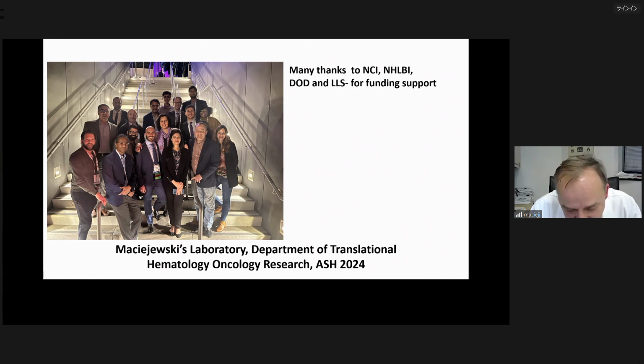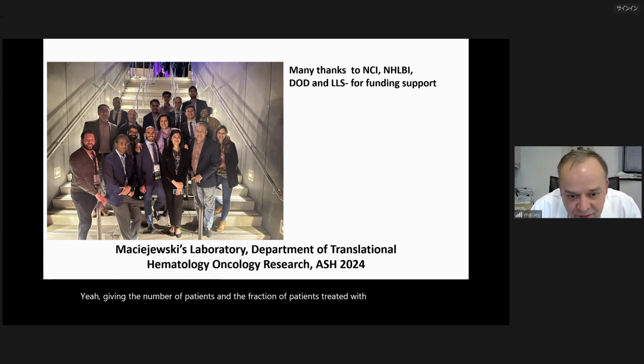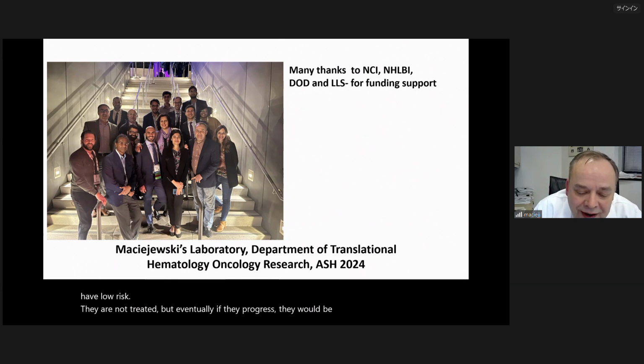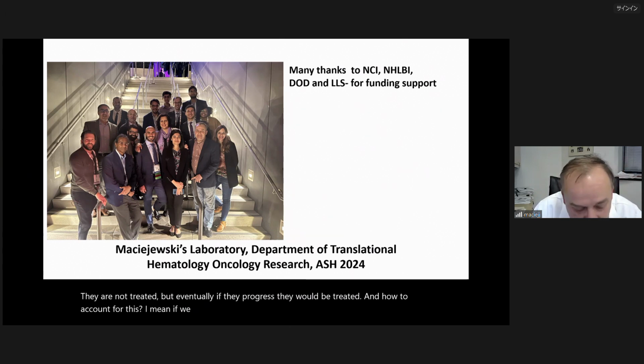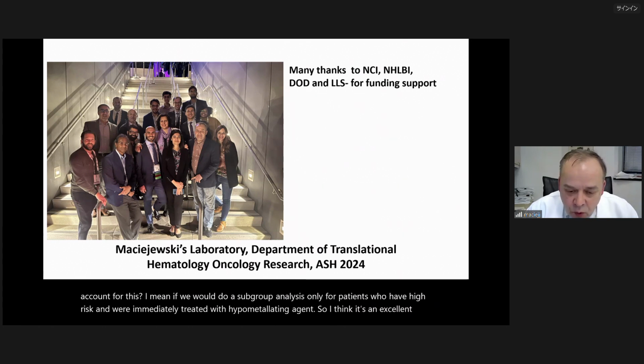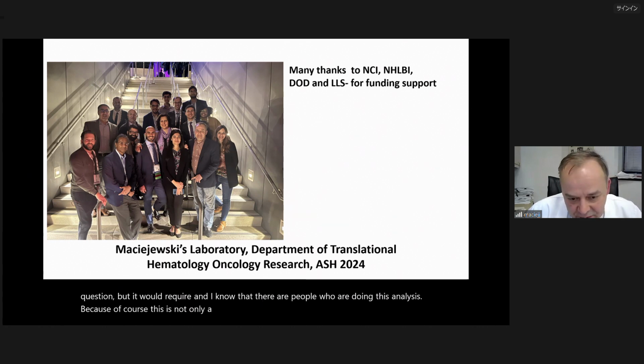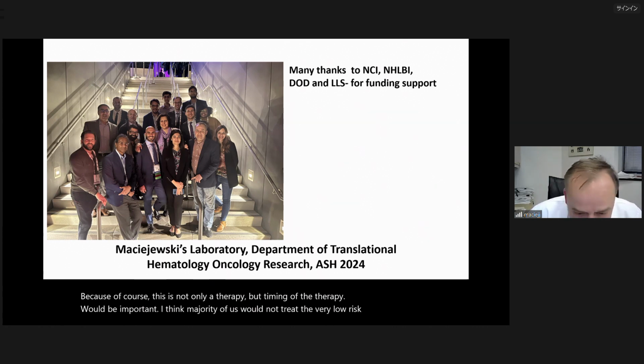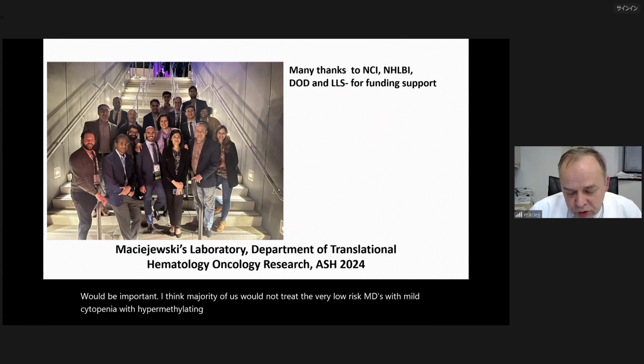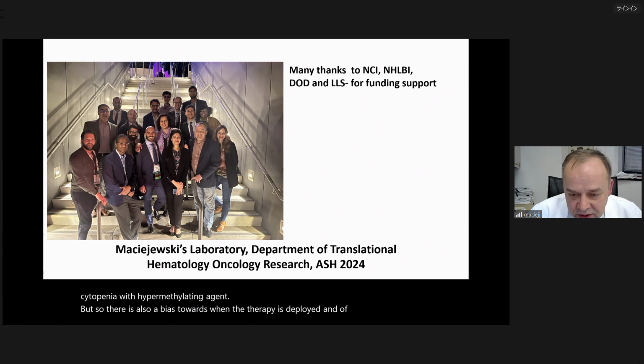Yeah, given the number of patients and the fraction of patients treated with hypomethylating agents at various stages, this becomes very complicated, because obviously patients who have low risk are not treated, but eventually if they progress, they would be treated. And how to account for this? If we would do a subgroup analysis only for patients who have high risk and were immediately treated with hypomethylating agent. I think it's an excellent question, and I know that there are people who are doing this analysis, because of course this is not only the therapy, but the timing of the therapy would be important. I think the majority of us would not treat a very low risk MDS with mild cytopenia with hypomethylating agent. So there is also a bias towards when the therapy is deployed. And of course, whether the patients are responders and non-responders.